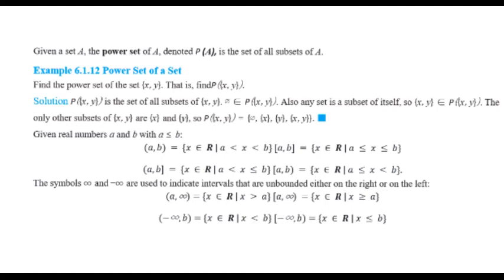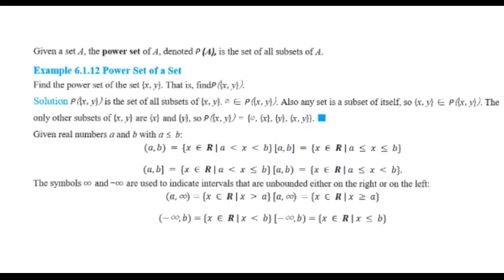We see example 6.1.12, which basically asks us to find the power set of a set including two elements. The elements are letter X and letter Y. So we are going to find the P of {X, Y}, the P of a set including X and Y. P of {X, Y} means the power set of set {X, Y}. So based on the definition, the power set is the set of all subsets of {X, Y}. Now let's think about all subsets of set {X, Y}.